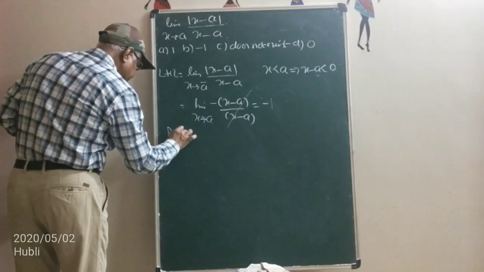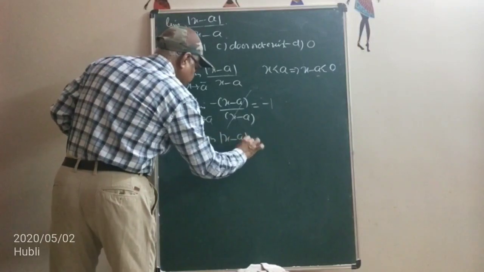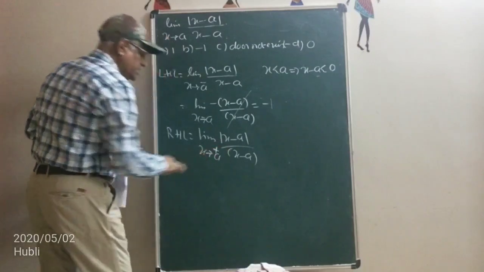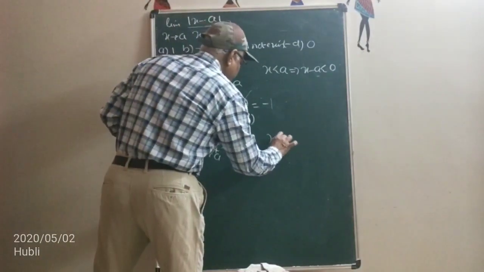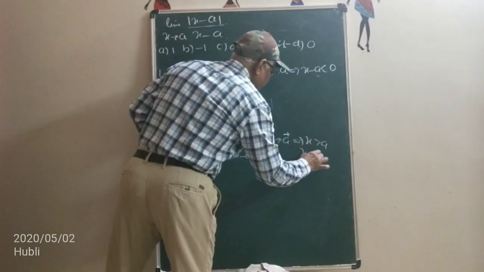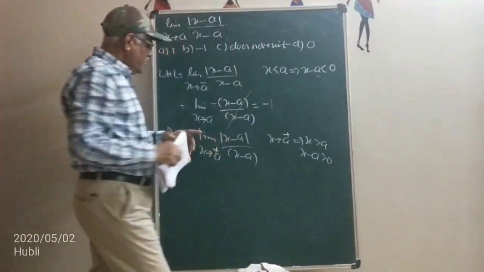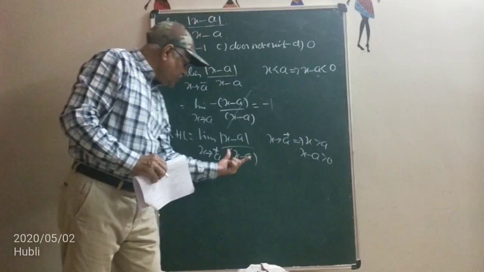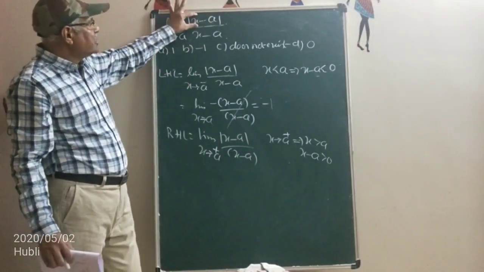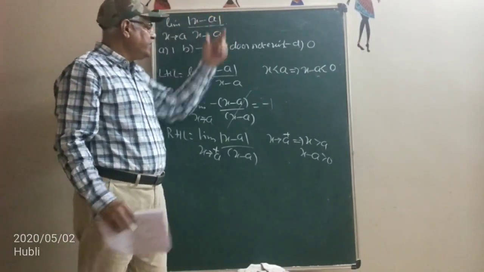Now the right hand limit is equal to the limit of modulus of x minus a divided by x minus a as x tends to a plus. Now x tends to a plus means what? X is greater than a. When x is greater than a, x minus a is naturally greater than 0. Similarly here, when x minus a is greater than 0, the modulus of x will be equal to plus x. Meaning the modulus function is what? This term will be negative if the expression is less than 0. It will be positive if it is greater than 0.